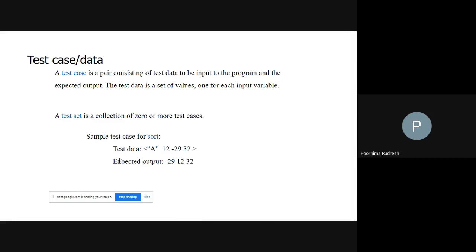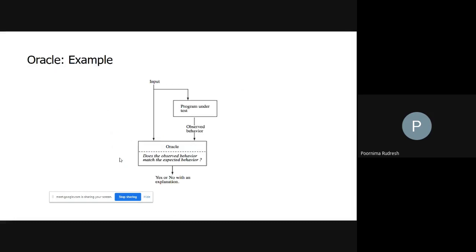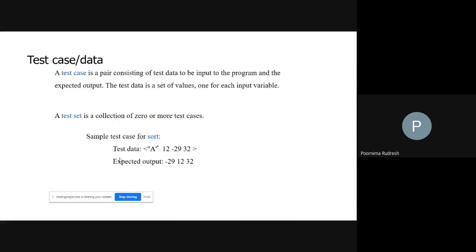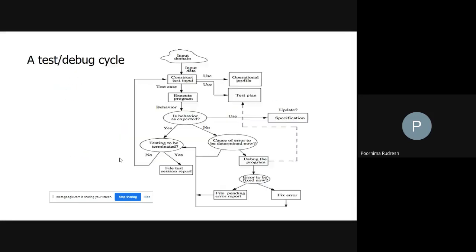So the test case is nothing but the pair consisting of the test data and the expected output. So this is about the test case and the test data. Once the test case or the test data is constructed, what is the next step in the testing process? The next step is the execution of the program.